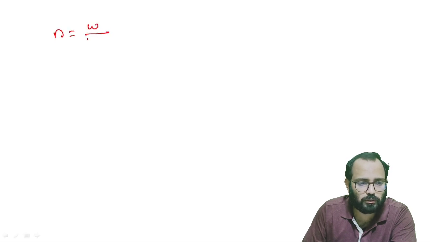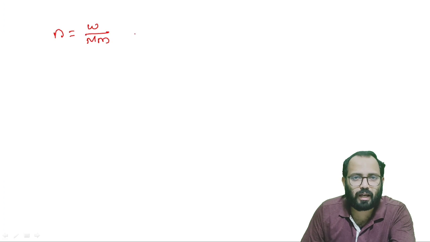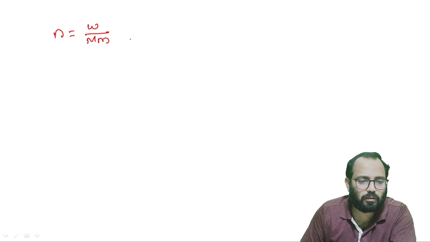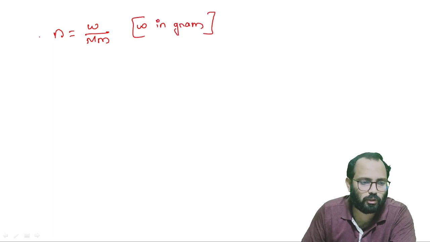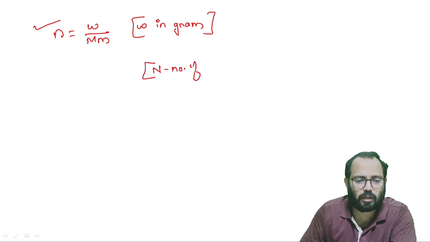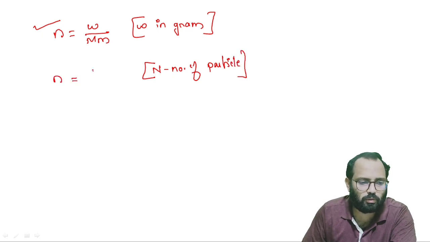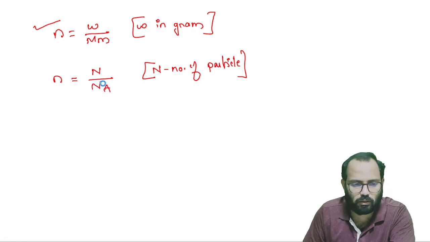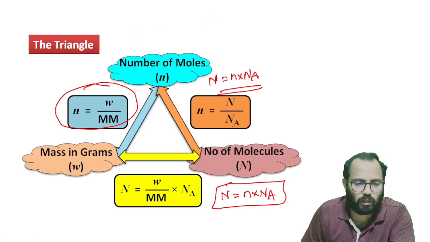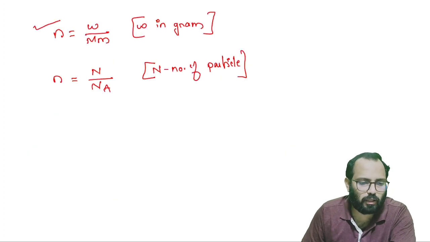Number of moles is equal to given mass by molecular mass, or given mass by atomic mass. That depends on what they have given. This is if they have given weight in grams. In the question, if they have given the weight in grams, then you can use number of moles is equal to given mass by molecular mass. If they have given you the number of particles, N being the number of particles, it can be molecules or anything, then n is equal to N by Na, as we have seen here, where N is the number of molecules. So you got N by Na.